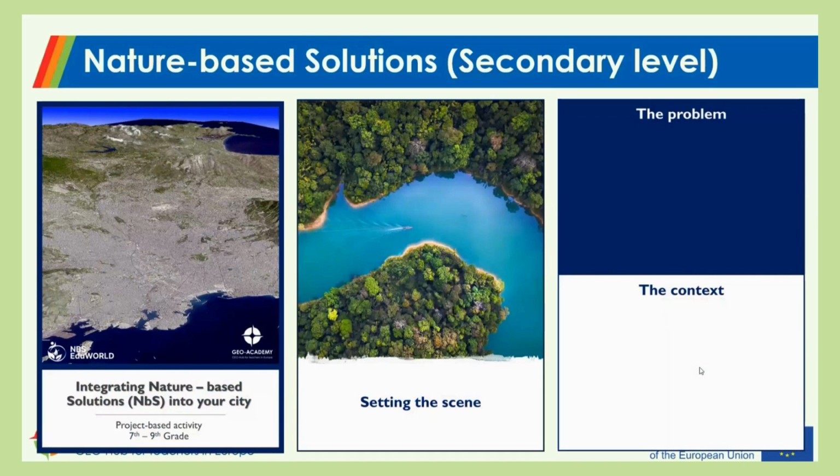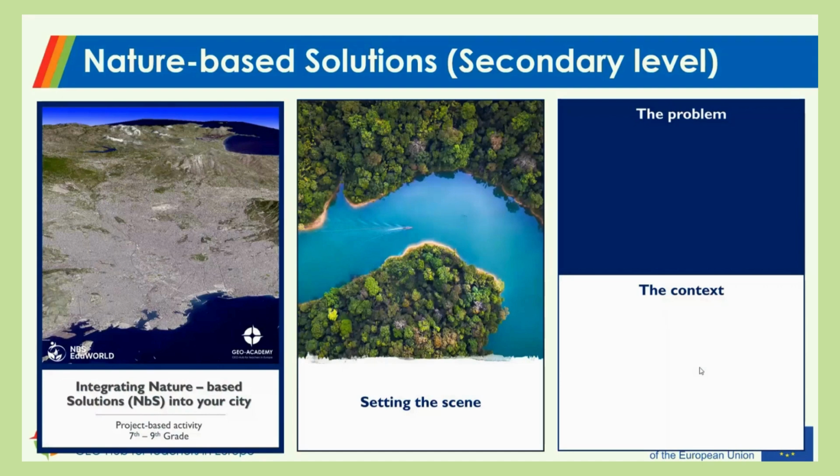The second activity was focusing on nature-based solutions. Lower secondary school students, 7th to 9th grade, and the core idea was to make still a project and challenge-based activity, make the students go outside, explore their city, and protect their city using nature-based solutions.